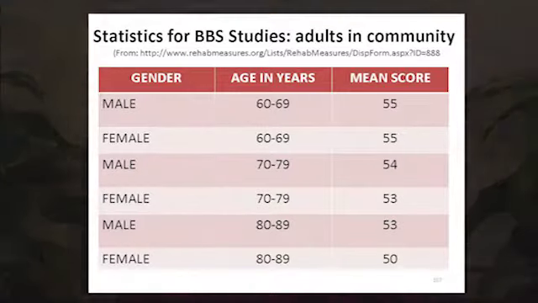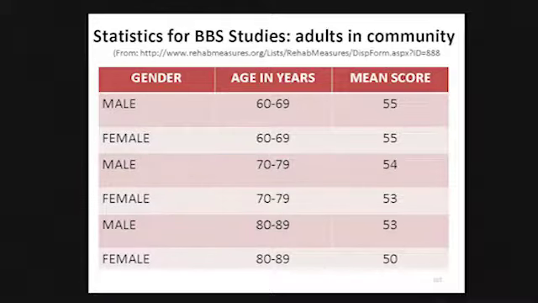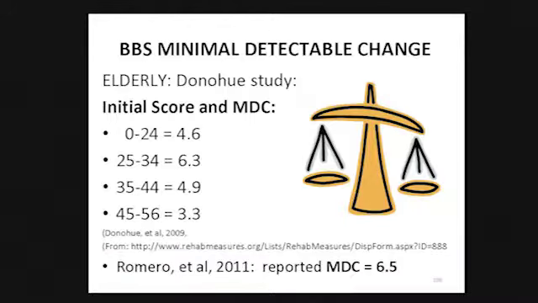Here's some stats for the Burke for adults in the community, ages 60s, 70s, and 80s. Okay, and it shows you the mean scores also across men and women. Minimal detectable change, again, Donahue study, different Burke initial scores, okay, different minimal detectable changes. Romero came along later and said, well, for the overall Burke, the minimal detectable change is 6.5. So easier than looking at all the different ranges they started.